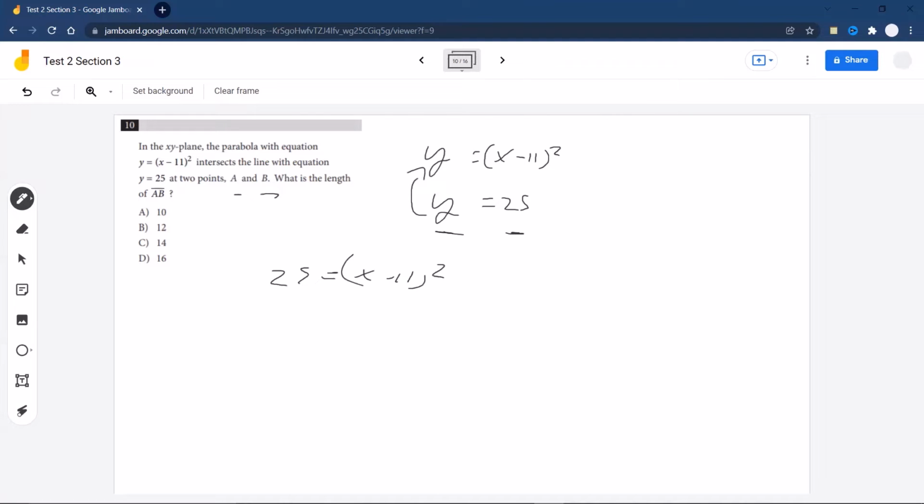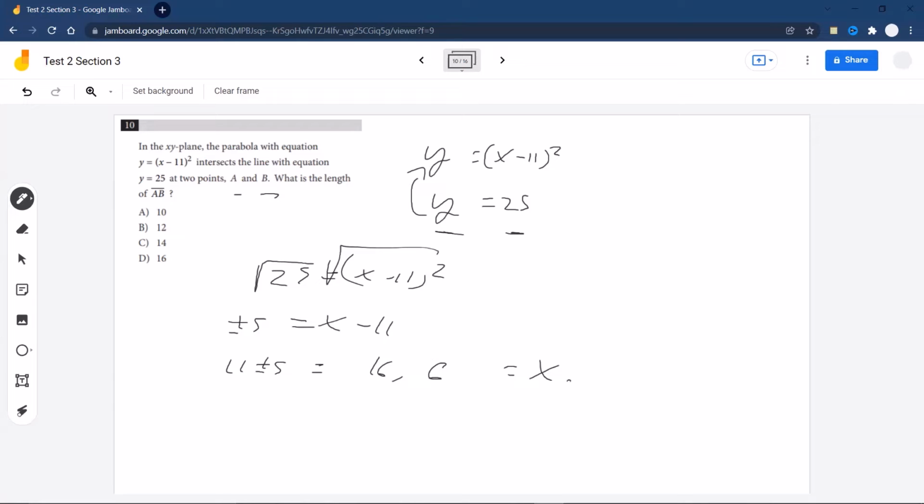This is just going to be a quadratic equation. We can take the square root of both sides. We'll get plus or minus 5. Don't forget that plus or minus. That equals x minus 11. So we'll get 11 plus or minus 5. Therefore, our two solutions are 16 and also 6, because we can subtract 5 there. So these are our values of x. It's intersecting at these 2 points.